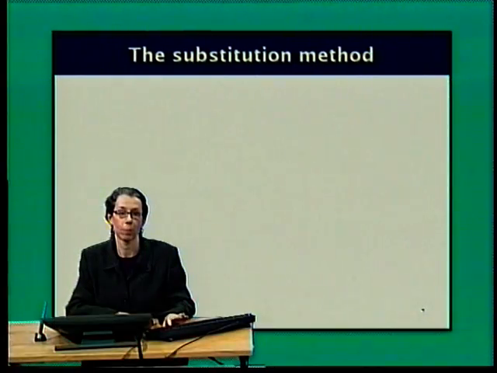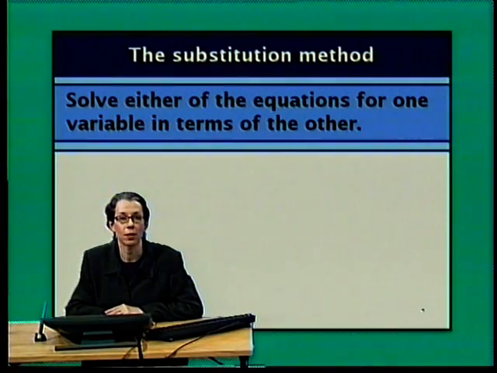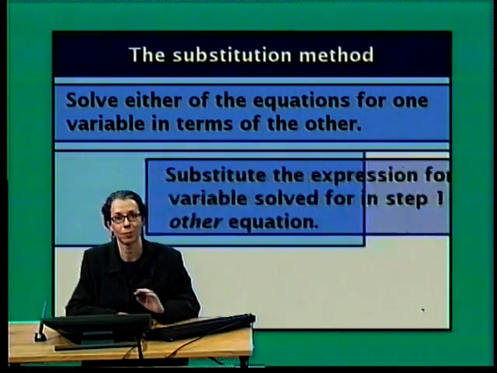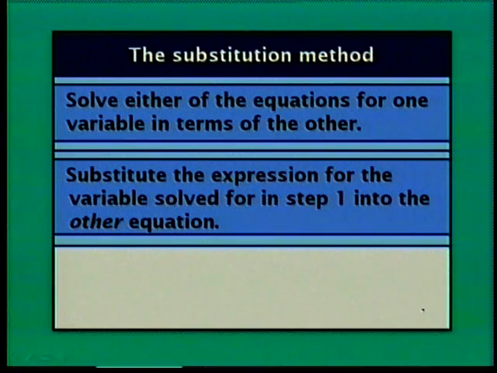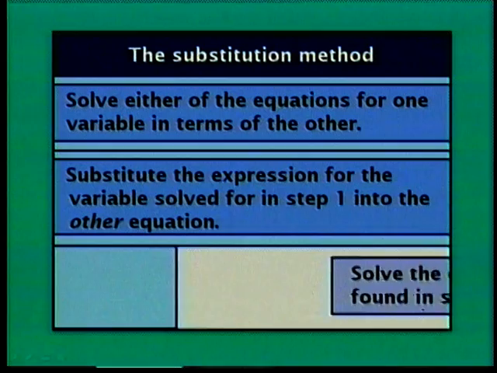So I'm going to end by summarizing the strategy we just used in those examples. The first step is to solve either of the equations for one variable in terms of the other. Then we'll substitute the expression for the variable solved for in the first step into the other equation. It's always important to remember that you always perform the substitution into the other equation. If you go back and substitute into the equation that you started with, you're going to get something like 0 equals 0, and you won't get any further.